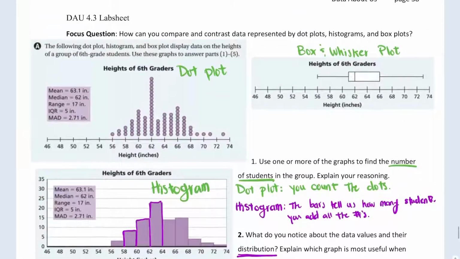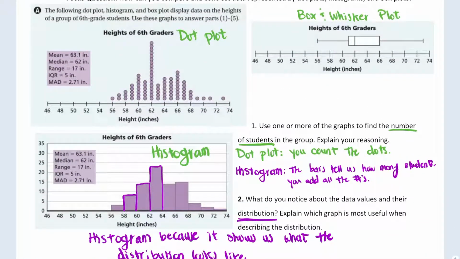I want to take a look at the dot plot now. So, do you see any gaps in the data? Do you see a number where there are no dots? I'm sure some of you guys noticed that we're missing a dot here at 72. This right here is a gap, right? There's no data there.